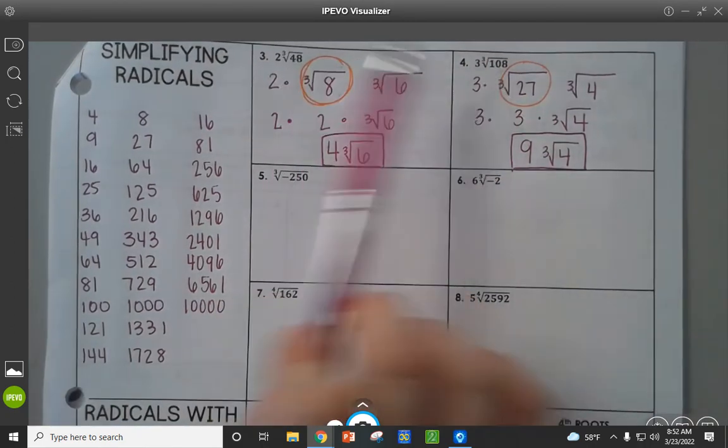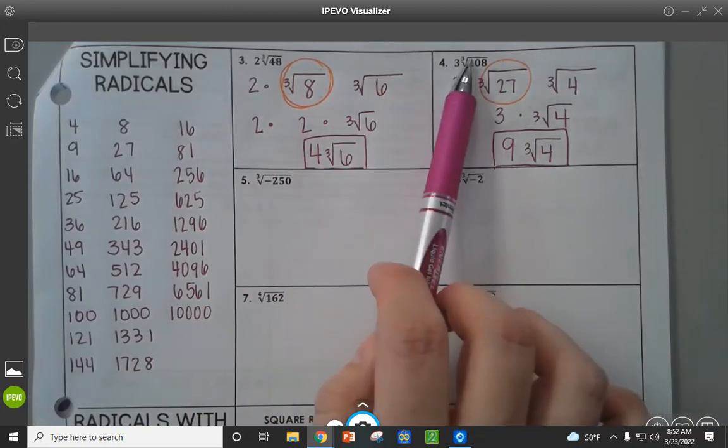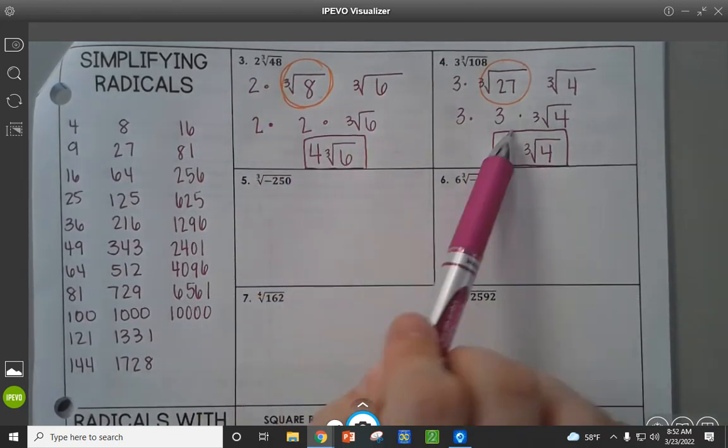And because these have an index of 3, it's not plus or minus. We just do positive.